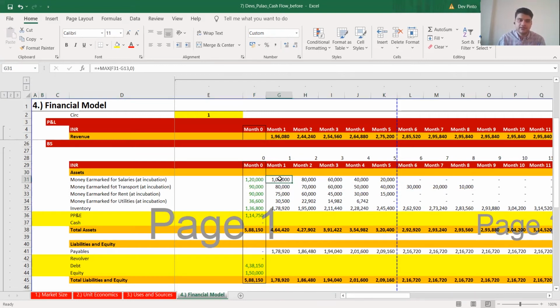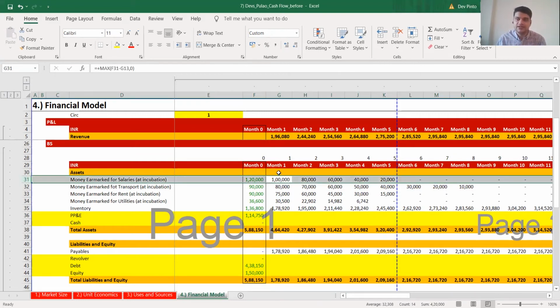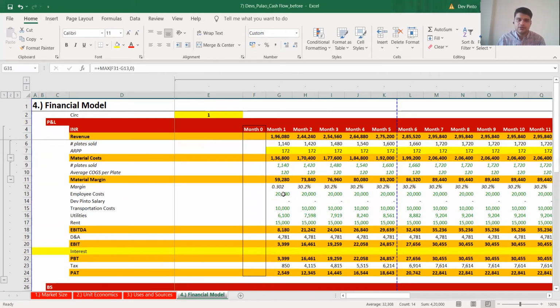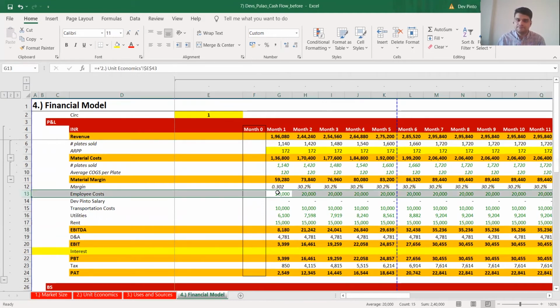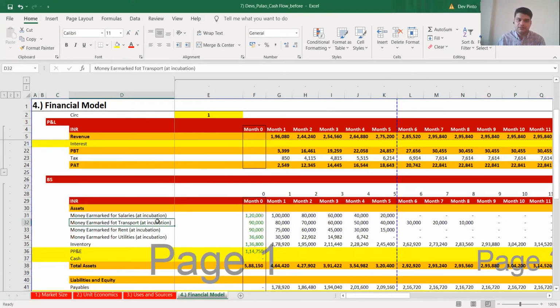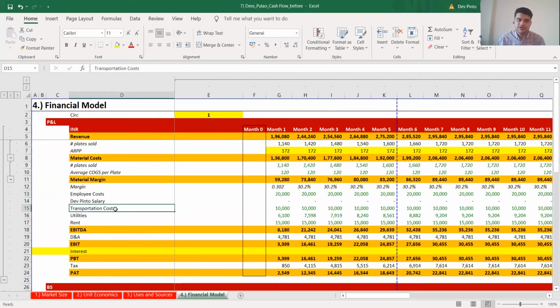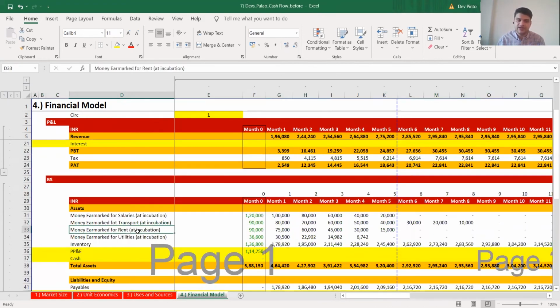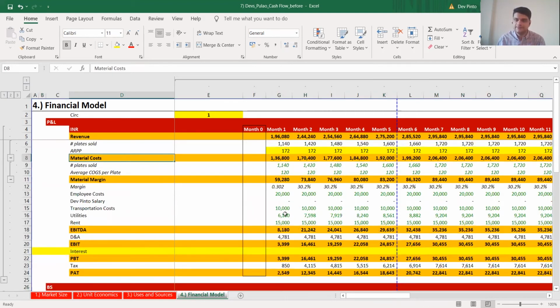Let's take money earmarked for salaries at incubation. What does this line item correspond to on the P&L? It corresponds to employee costs. What does money earmarked for transport correspond to? Transportation costs. The same thing for rent and utilities, and inventory corresponds to material costs.